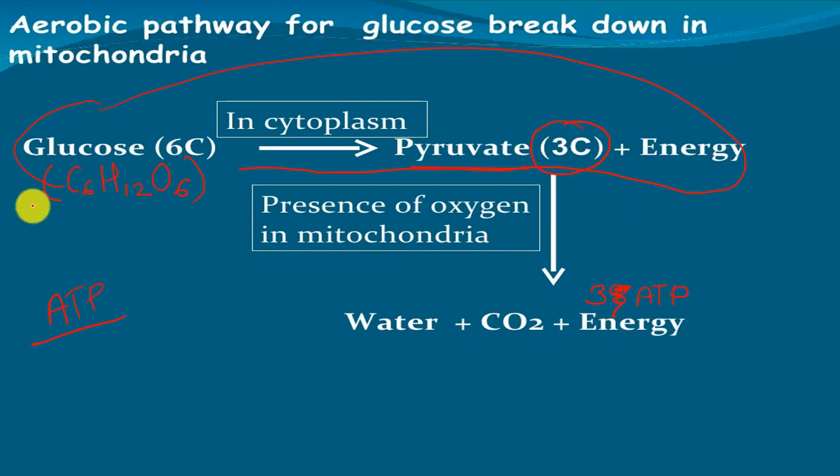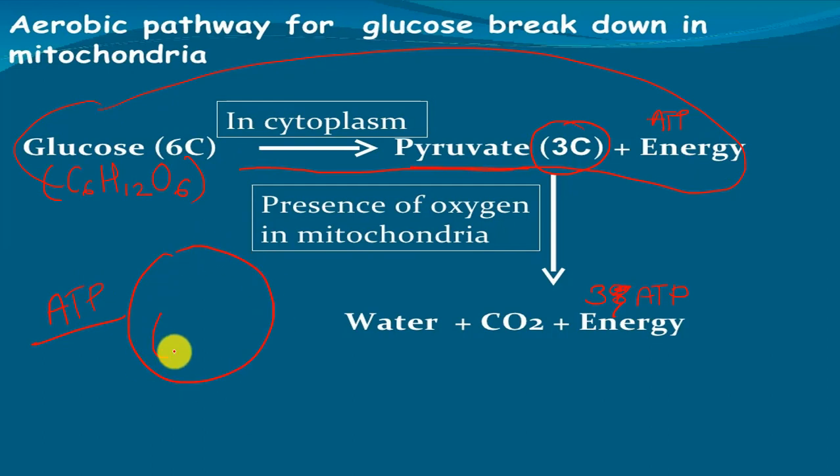Glucose, which is a 6-carbon compound, C6H12O6, the molecular formula of glucose, is first broken down in the cytoplasm into a 3-carbon compound called pyruvate, and some amount of energy is released, again in the form of ATP. So glucose is broken down in 2 steps. The first step is that glucose is converted into pyruvate and energy in the cytoplasm itself.